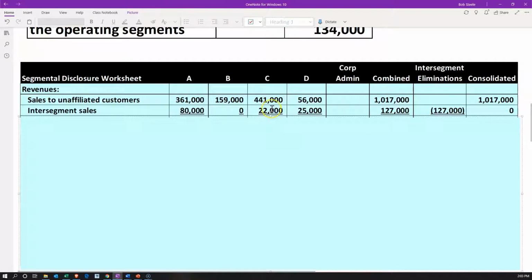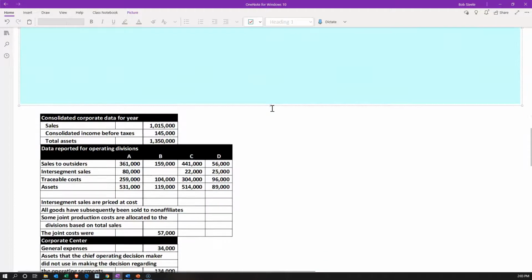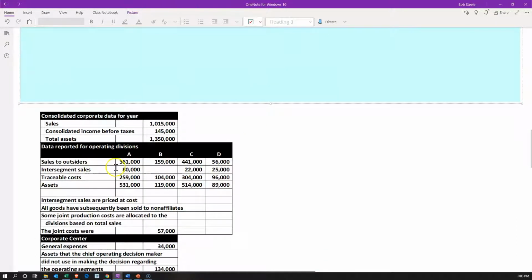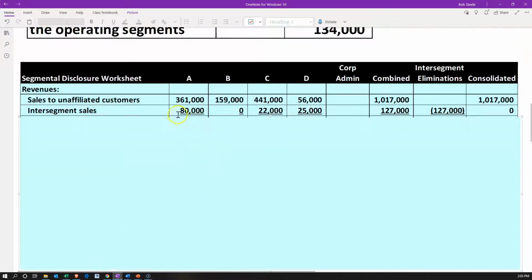Then we have the intersegment sales. Same thing. This is intersegment sales in that we're going to be pulling this from our data down below. Intersegment sales were determined to be 80,000, 0, 22,000, and 25,000. Those numbers then applied into our table. Thusly, we combined them together to get that 127,000, which is the sum of these four numbers. Because it's intercompany sales, we're going to remove it on the sales side and then the expense side. Therefore, for the consolidation, it will be down to 0.